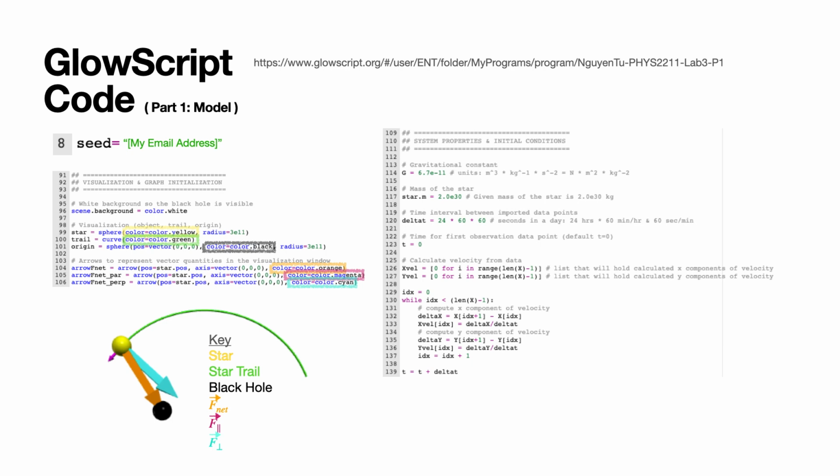Of note, the calculated x component and y component of the velocities from the data are respectively stored in the xvel and yvel variables. Shown here is the calculation loop for part 1, in which the x and y velocity components stored earlier are combined to reconstruct the velocity of the star at each data value. From there, the net force acting on the star is calculated with the physics fundamental principles and definitions.